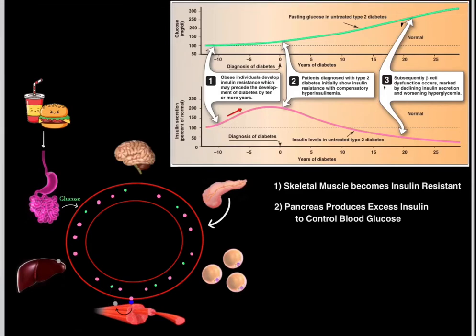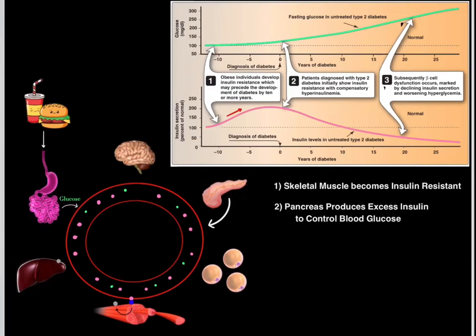So this is the beginning of type 2 diabetes. Again, first, skeletal muscle becomes insulin resistant. To compensate, the pancreas releases excess insulin. So you're going to see high levels of insulin, and those high levels of insulin are going to keep glucose levels in check. So we're going to see normal glucose levels.